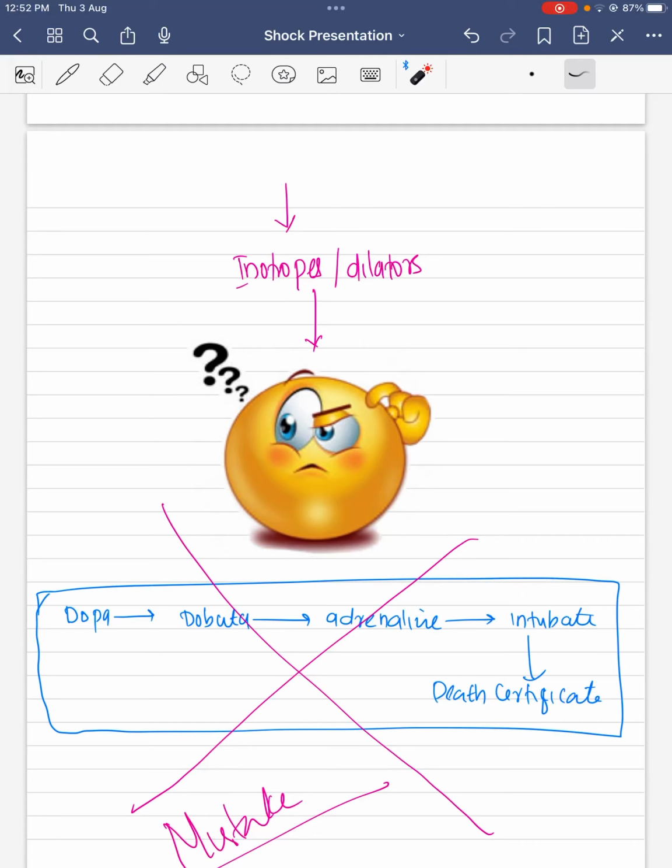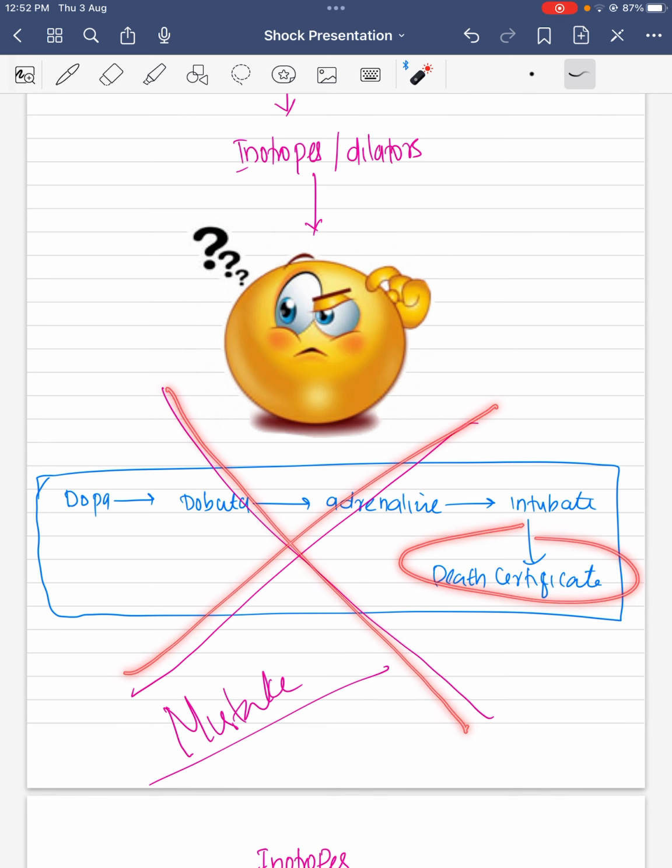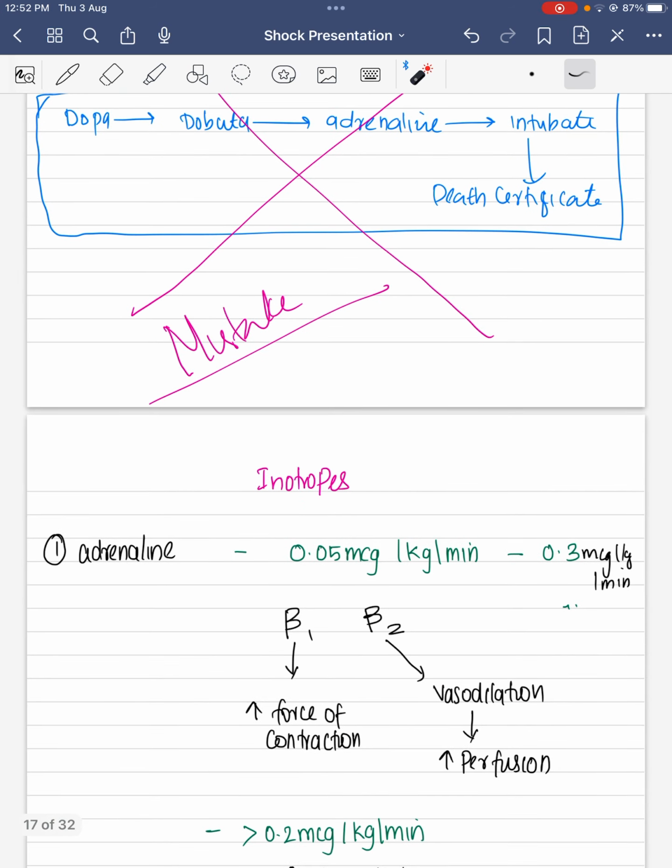Okay, in the last lecture we already saw how to manage and classify shock up to fluid management. If the shock is not responding to fluid management, definitely the next choice is inotropes or vasodilators. As I told in the last session, the method "dopa, dobuta, adri and then death certificate" is a wrong practice. So we have to see the new treatment modalities, how to add and how to titrate inotropes.